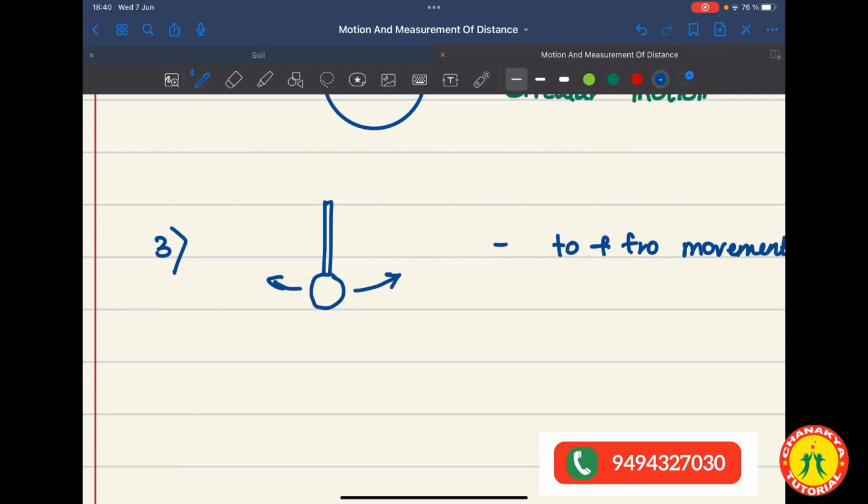Tell me examples like this. You're rolling a chapati. How will you roll a chapati? To and fro movement again, right? That is another example. What else can you say?